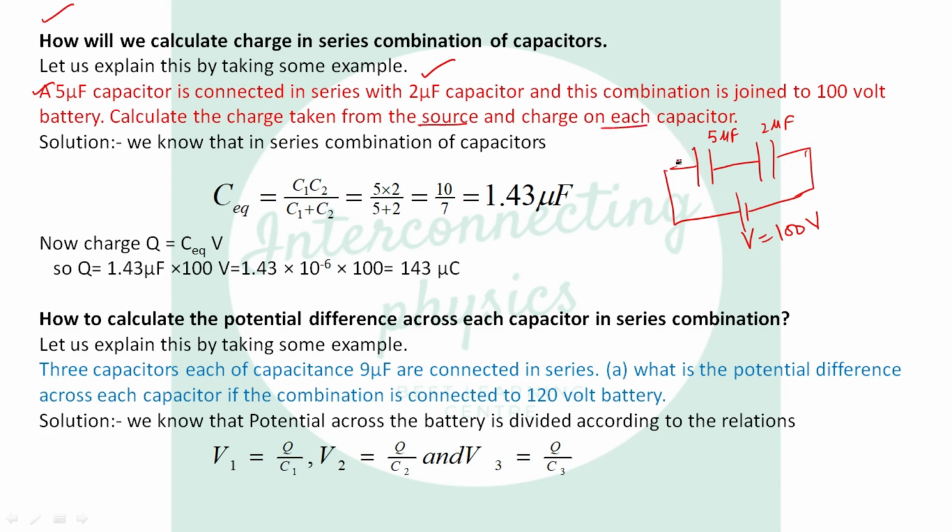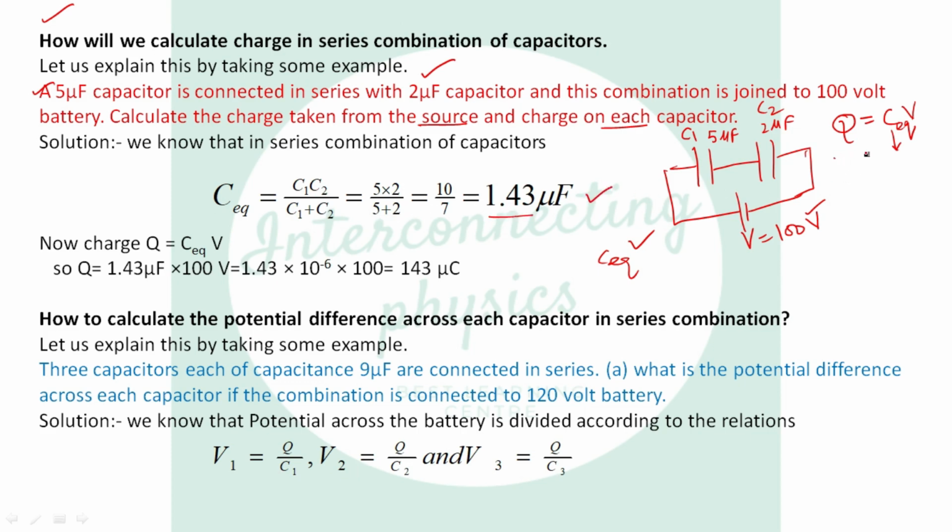We are not given the charge. So what is the charge? According to the definition of capacitance, Q equals C into V. We are given V, but we are not given C, because this is C equivalent; we are given C1 and C2. So first calculate C equivalent. For two capacitors, C equivalent in series is C1 C2 divided by C1 plus C2. So 5 into 2 over 5 plus 2, the answer is 1.43 microfarad.